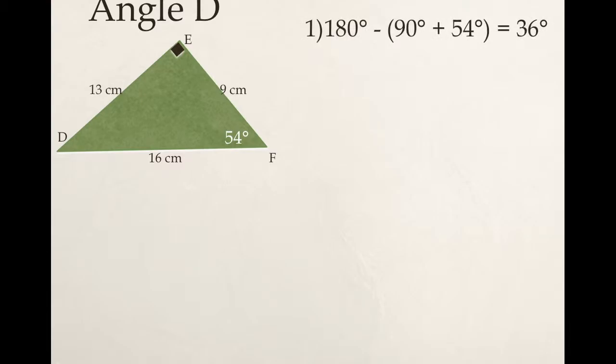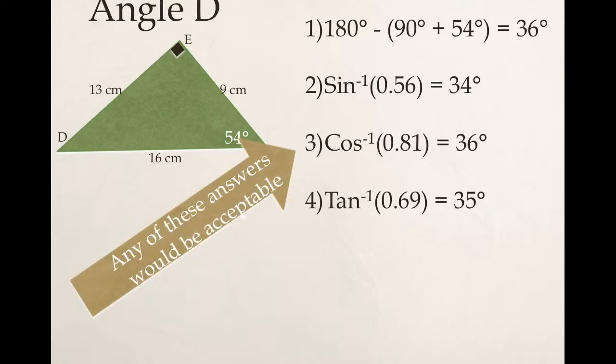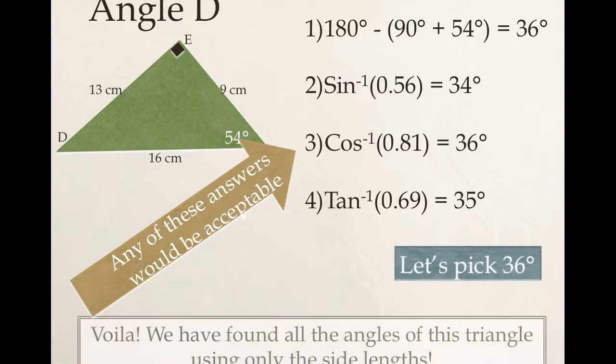So just to recap, here's our triangle. We have one way of finding D by using the 180 rule. It's 36. We did the arcsine, which gave us 34, arc cosine, which gave us 36, and arctan, which gave us 35. So again, we have all these different answers, but they're within about 3 degrees of each other, so not such a big gap, not that much of a big deal. All of these answers would be acceptable. Just because, let's pick 36, and voila, we have found all the angles of this triangle using only the side lengths. I think that's pretty cool.